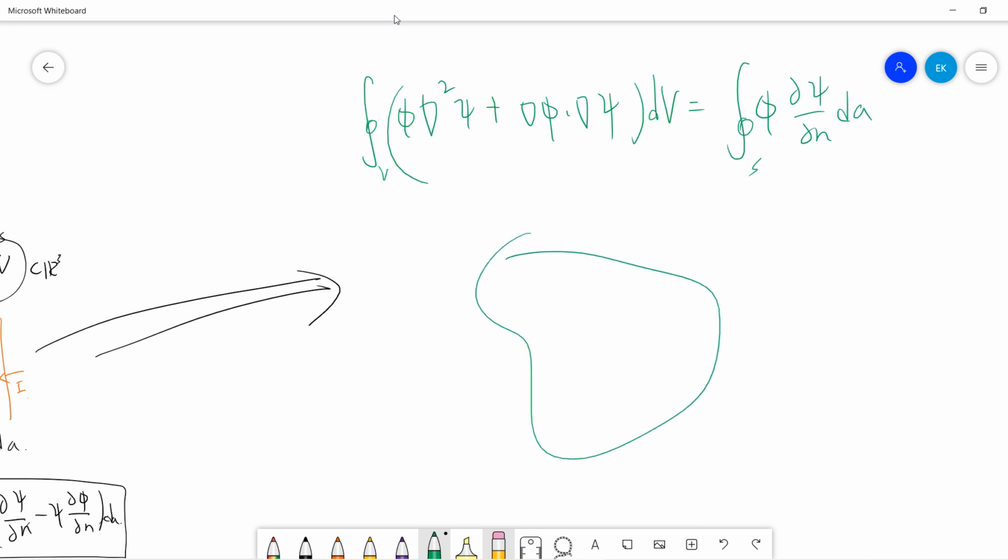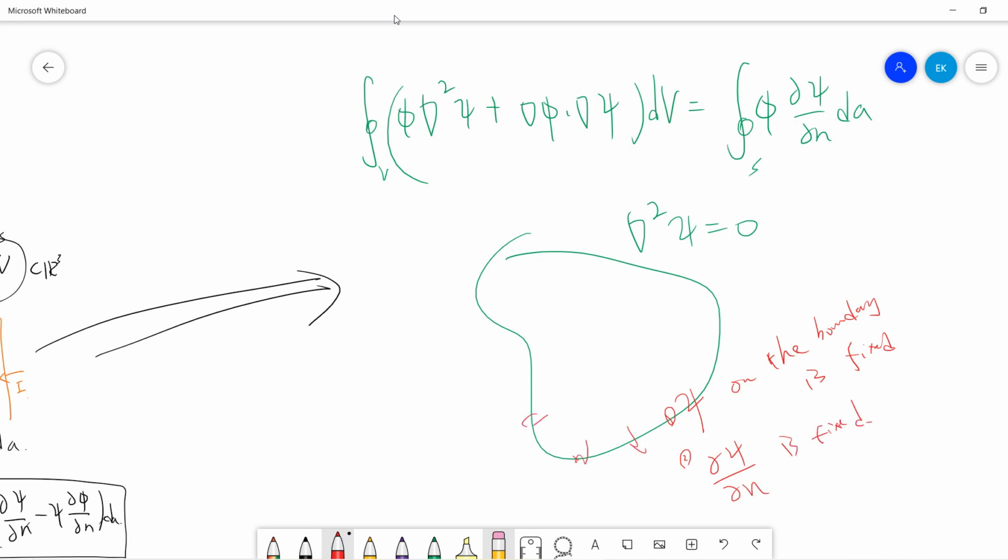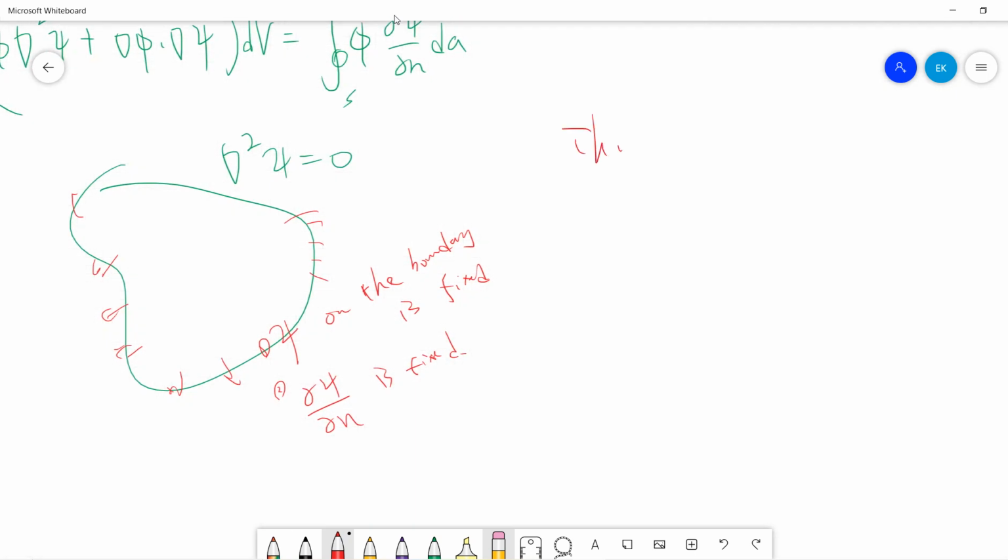The idea of uniqueness is that suppose you have a Laplace equation, let's say your Laplace equation is this one, and I give you two kinds of boundary conditions. One is Dirichlet, which means that psi on the boundary is fixed. Or the other, the partial psi partial n is fixed on the surface. So you have two kinds of boundary conditions. The theorem is that the solution is unique in this V.